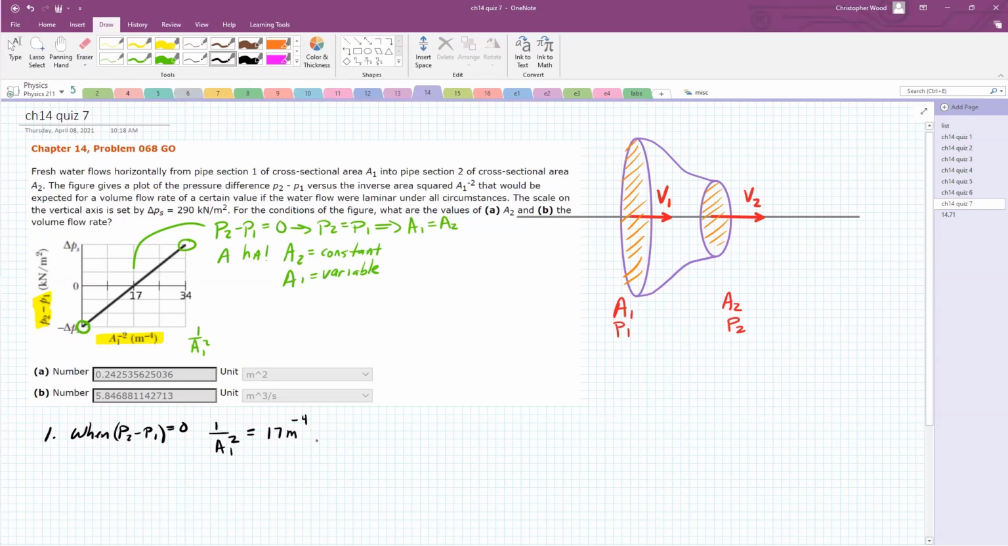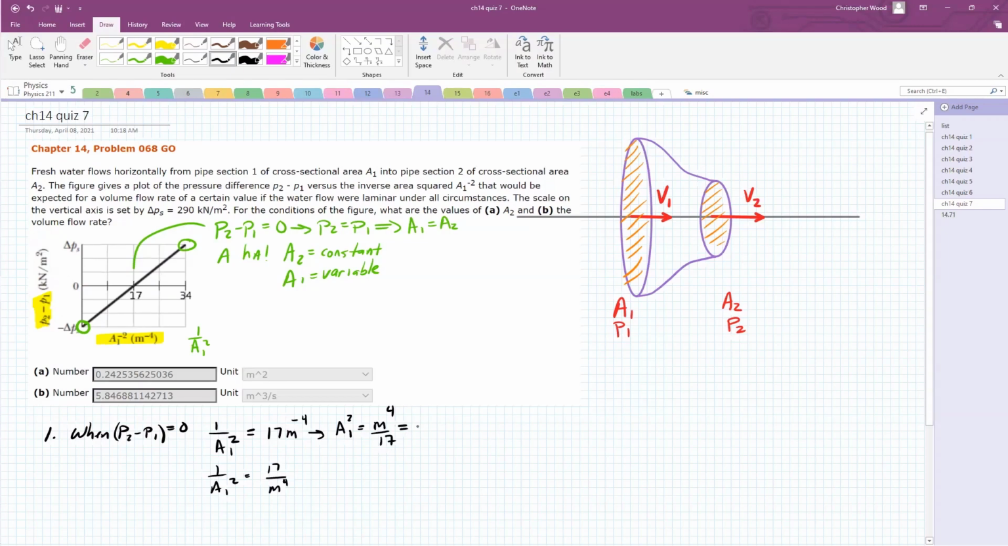Right. All right. So you know what that means? That means A1 squared equals 17 meters to the fourth. Let me just make sure I got my head screwed on straight. 1 over A1 squared equals, oh yeah, 17 meters to the fourth. So I did not have my head screwed on straight. 1 over A1 squared equals 17. All right, that looks good. So therefore, A1 squared equals meters to the fourth power over 17. That's better. So therefore, I can say the following.